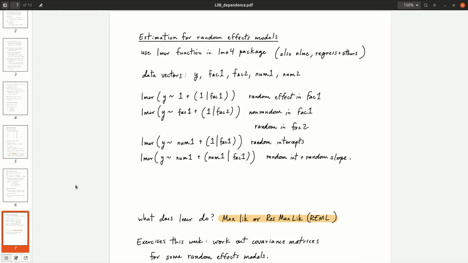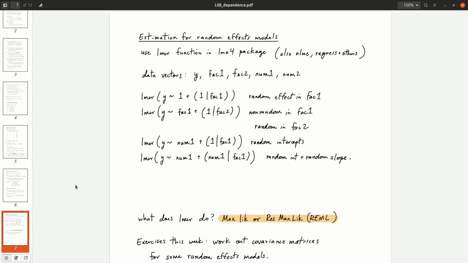Now, there are other packages as well. There's another one called nlme, which is also popular, but probably not quite as popular as lme4. There's another package called Regress that I think someone is working on now to update and make more modern. So keep an eye on that one as well.